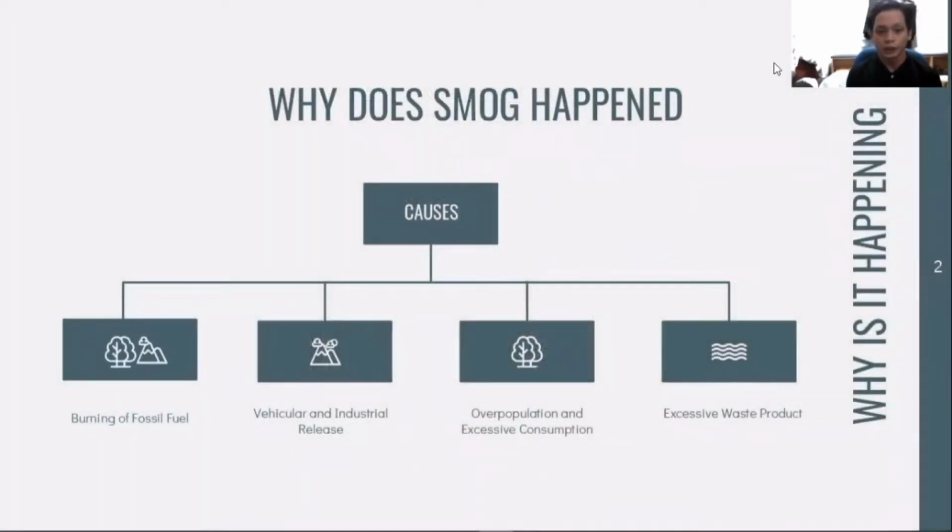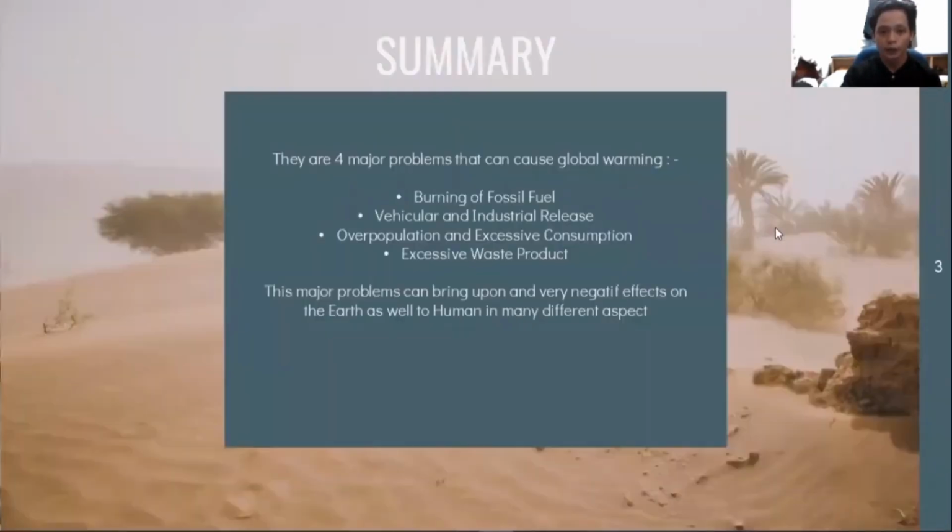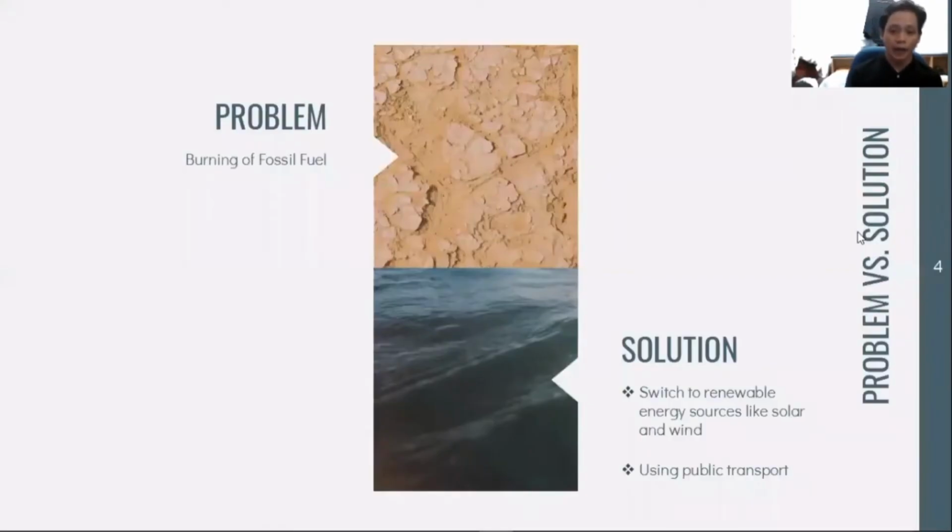So as mentioned earlier, there are four main causes as to why smog is happening. The first being the burning of fossil fuel or coal, vehicular and industrial release for the second cause, the third being the overpopulation and excess consumption, the fourth being excessive waste product. So these four major problems can bring a very negative effect on the earth as well as humans in many different aspects. So if that has been said, we need to find a very good solution to this problem to avoid any negative impact on ourselves and the earth. So this brings us to the problem and the solution.